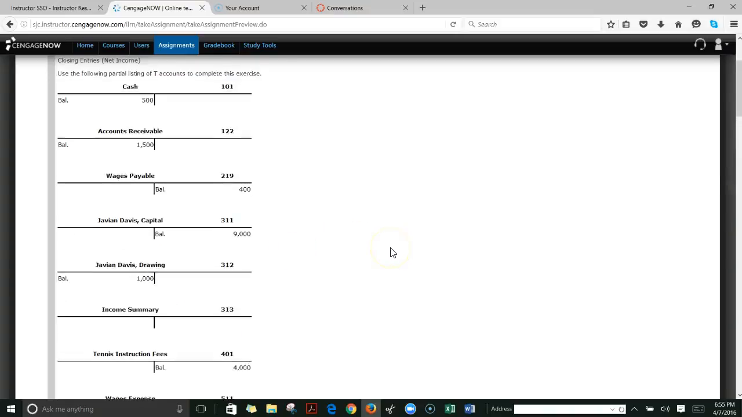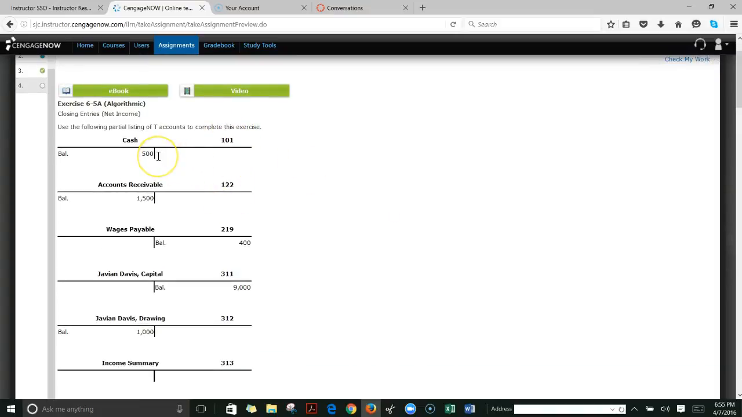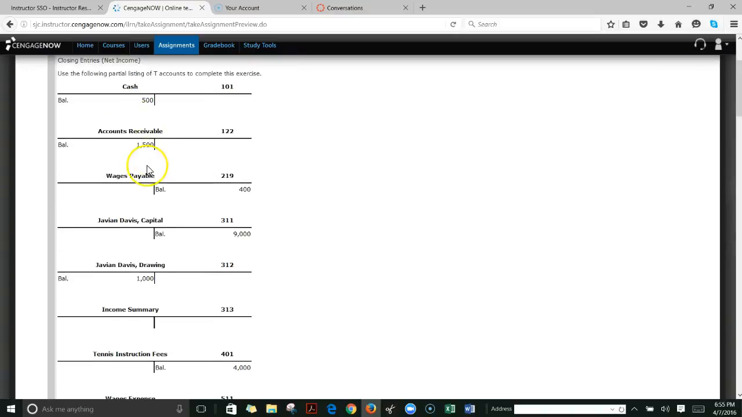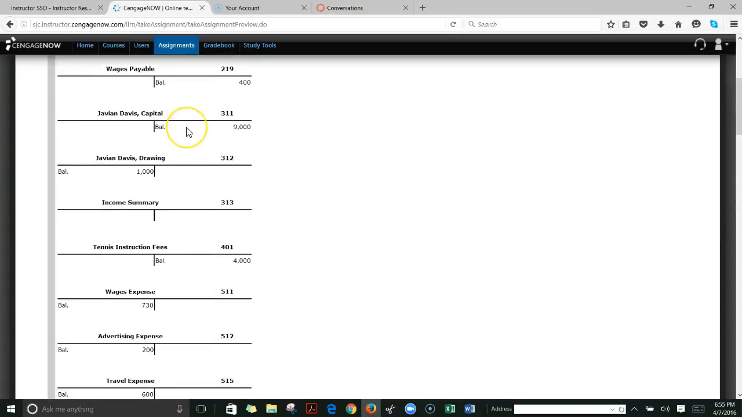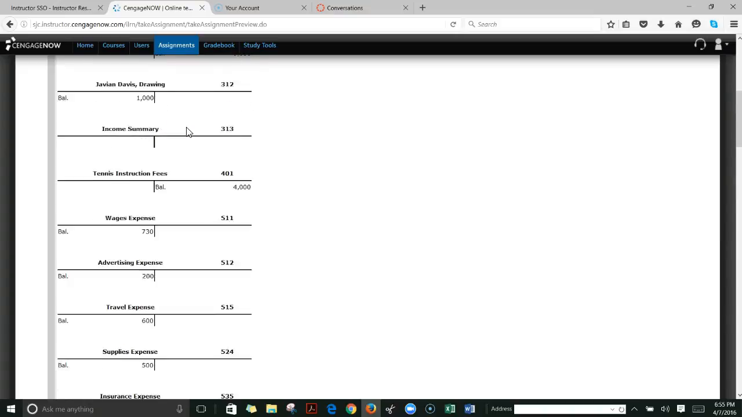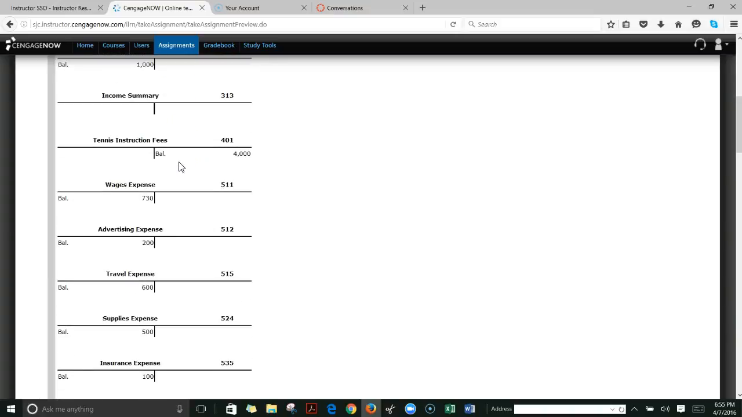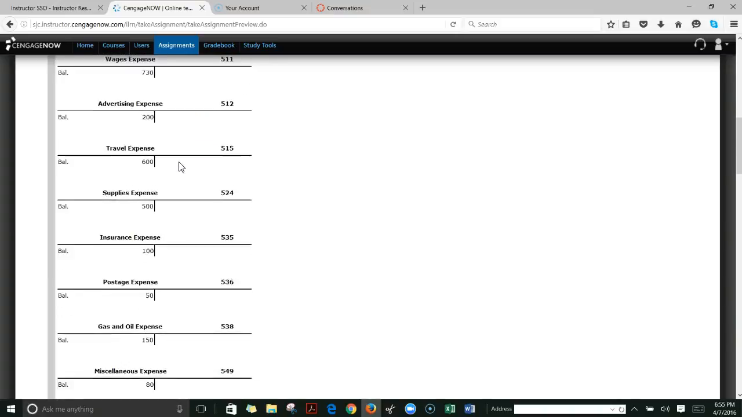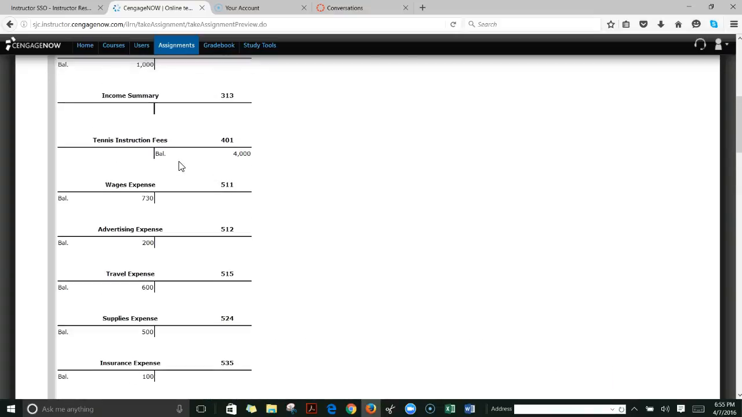Okay, so to do this, we start with looking at the accounts. We don't close cash ever. We hope to always have a debit balance in cash, accounts receivable, wages payable, that's our liability, and our capital. So we're going to close our drawing, but we won't do that first. Let's start with closing our revenue account. So our revenue account is tennis instruction fees, and it has a balance of $4,000.